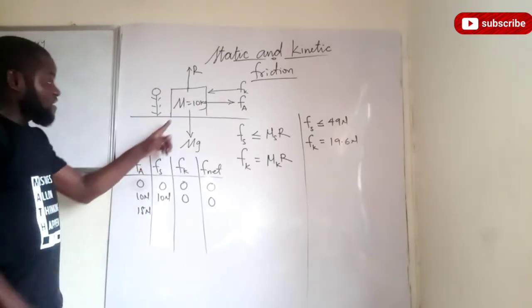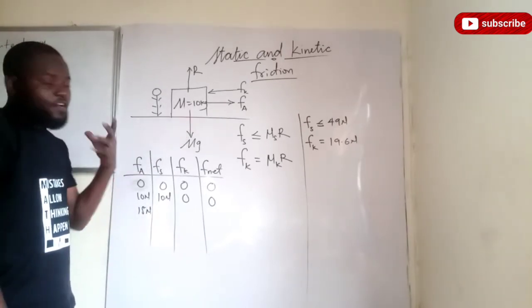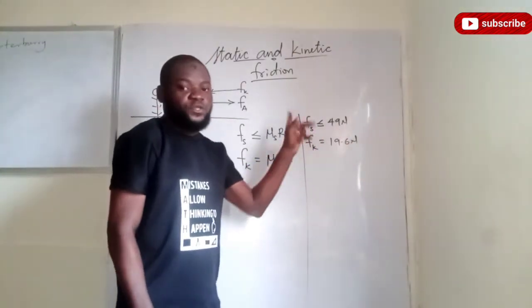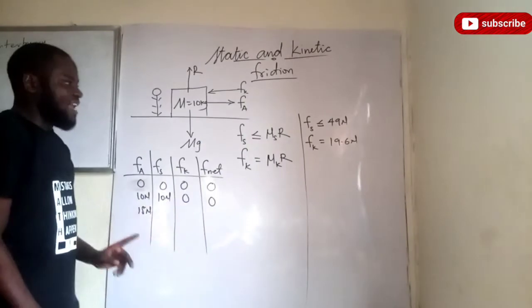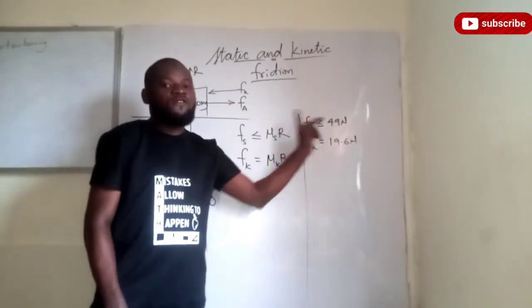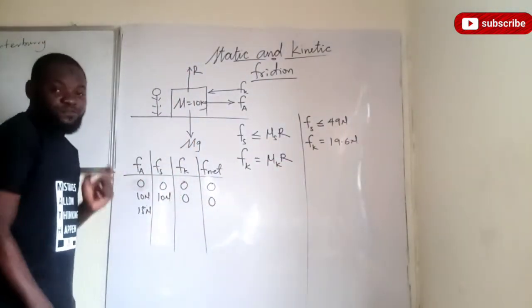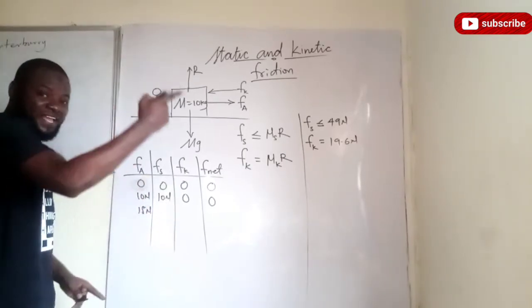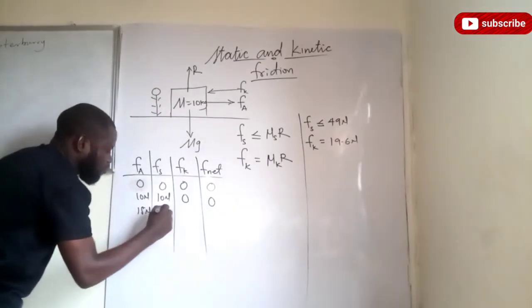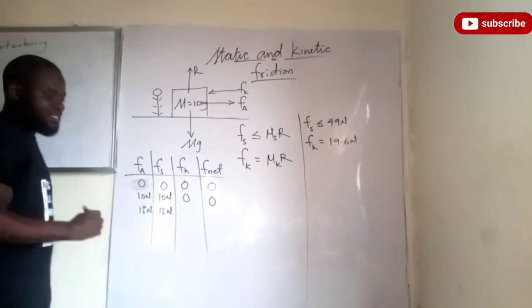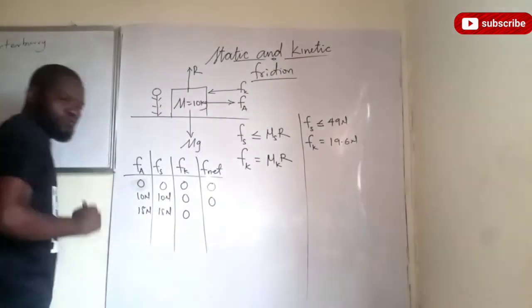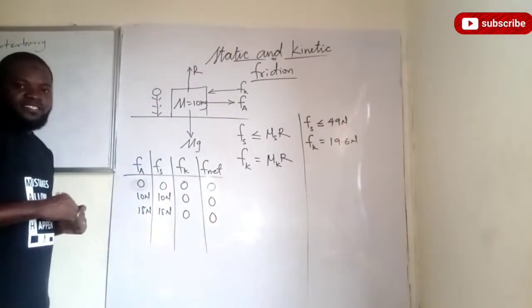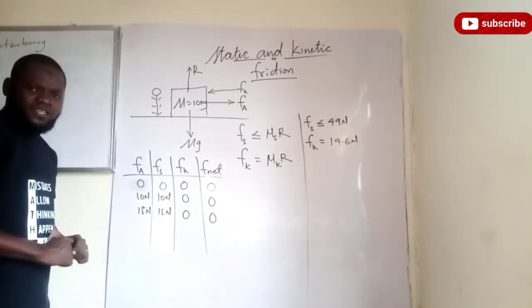If I apply 15 Newton force to this body, is it going to cause the body to move? Let's check. The static frictional force is 49. 15 Newton has not yet overcome 49. Thus, the body will still remain at rest. So the static frictional force, like I explained earlier, is still going to be 15 Newton. Then the kinetic frictional force will become 0, and the net force would also be 0. Do we understand this?